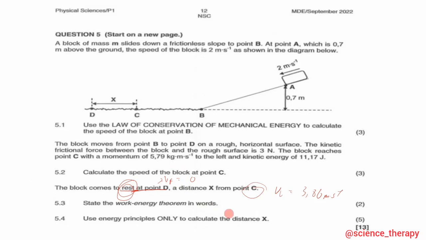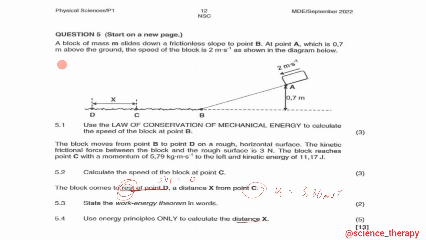Now we must calculate the distance x, right? Now to calculate the distance x, let's go. We can just use W net is equals to change in EK. Remember the hint, they made us to state the work energy theorem. That means it is best to just use the work energy theorem in calculation. But then looking at that, we can see that the only force that will be in D to C is only the frictional force. The only horizontal force that will be present is the frictional force, right?